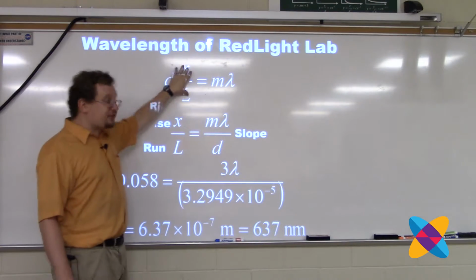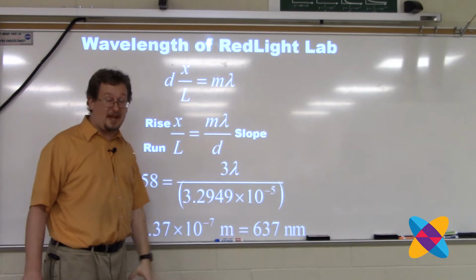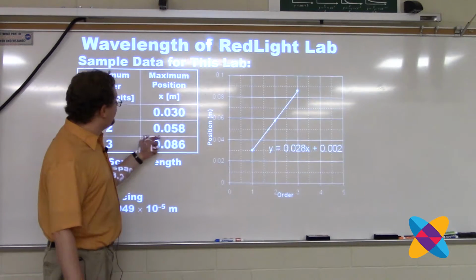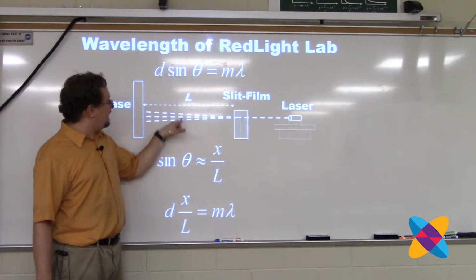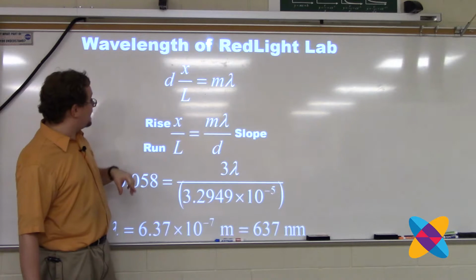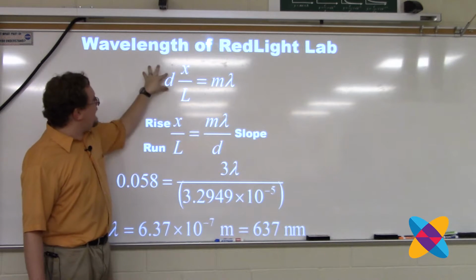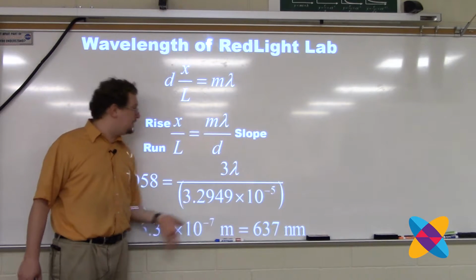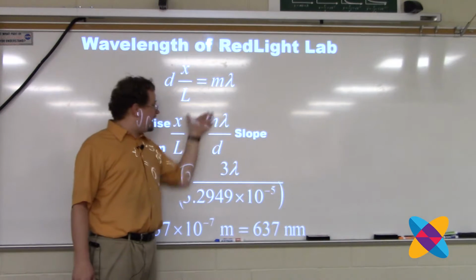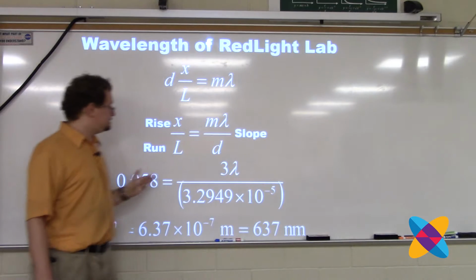All right, remember that sine theta and x over L are almost the same thing because that diffraction angle is very, very small. Okay, so what am I going to say? I'm going to make x the rise and L the run. That just makes the d move down. Only the d moves. That means m times lambda over d is the slope.